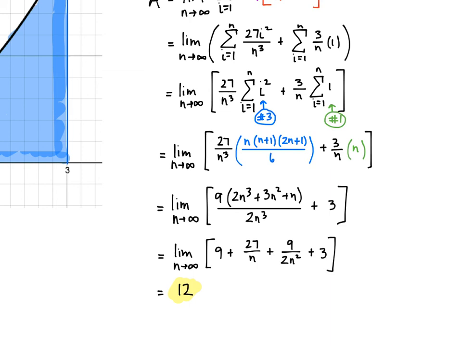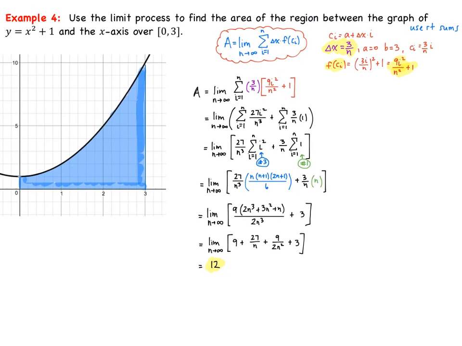And what you should get in the end is the limit is equal to the best number in the world, number 12. If you have any questions on this information or on this video, make sure you ask in class next time we see each other.